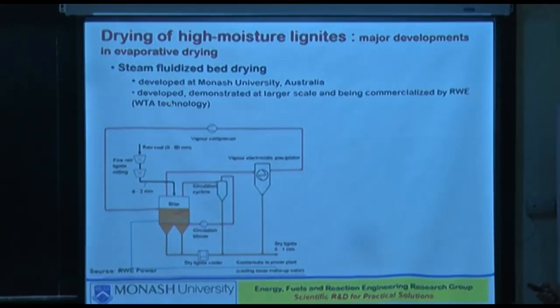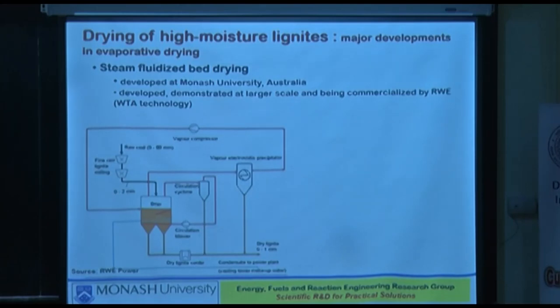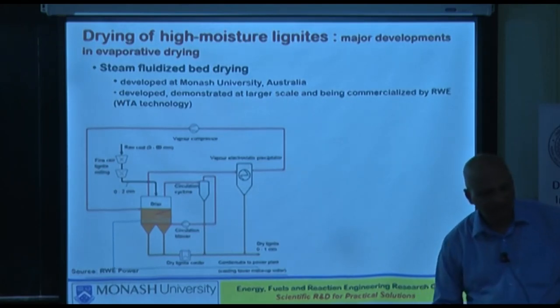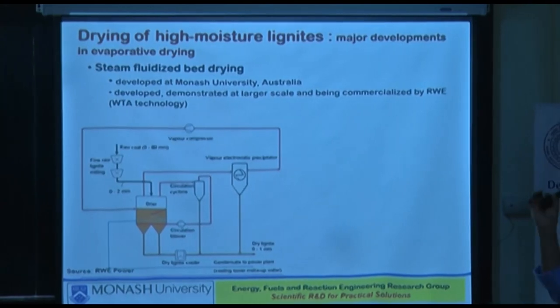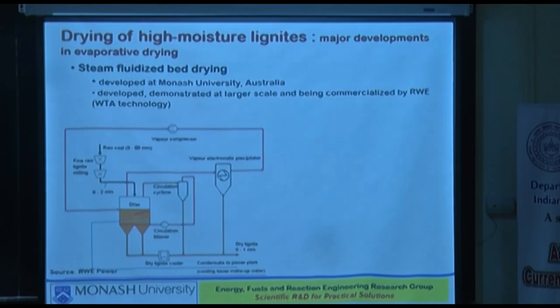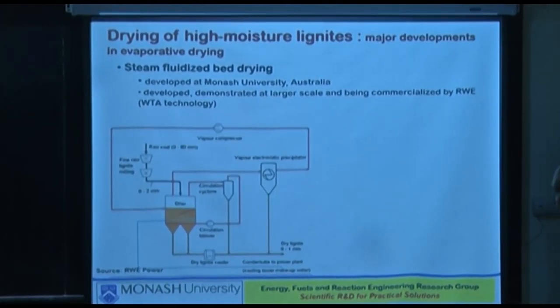Steam fluidized bed drying was actually developed at Monash University by Professor Wayne Porter in the early 70s, but no one gave him more credibility. So the Germans bought the patent and then commercialized it. So the IP went out from Australia, unfortunately. That's what happens to many academics.